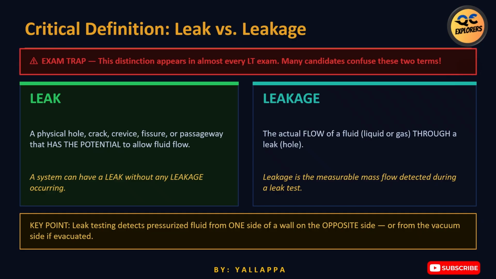This distinction appears repeatedly in certification exams. Let's repeat it. Leak equals hole. Leakage equals flow. Leak equals physical defect. Leakage equals actual fluid movement. If you remember only one thing from this slide, remember that. Many inspectors fail questions because they do not clearly separate these two definitions.